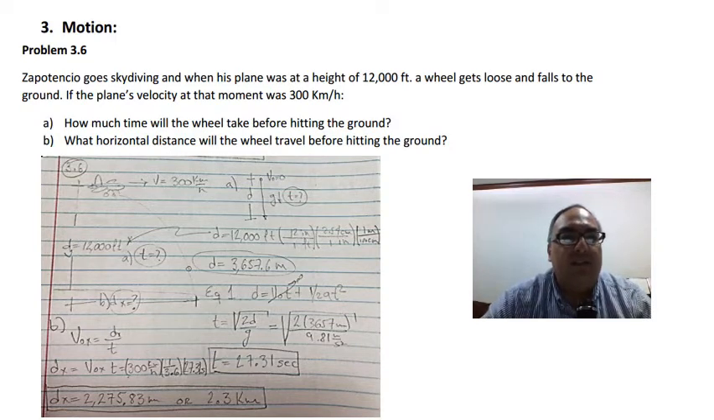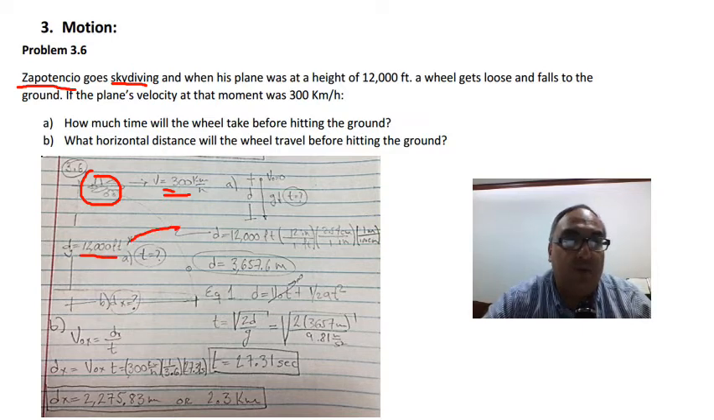Here we have again the adventures of Zapotencio. Now he goes skydiving, and he goes in a plane. This is the plane which goes at a velocity of 300 kilometers per hour. We need to convert that into meters per second, and we know how to do that already. So we have an altitude of 12,000 feet, and we do have to convert that into meters.